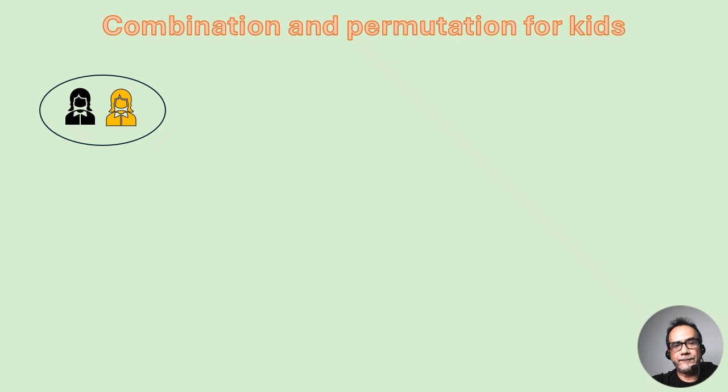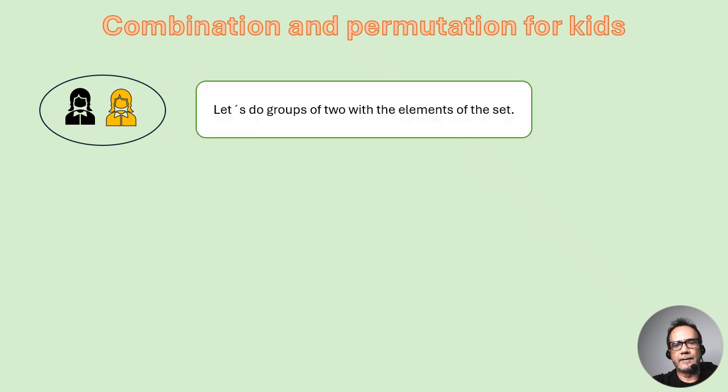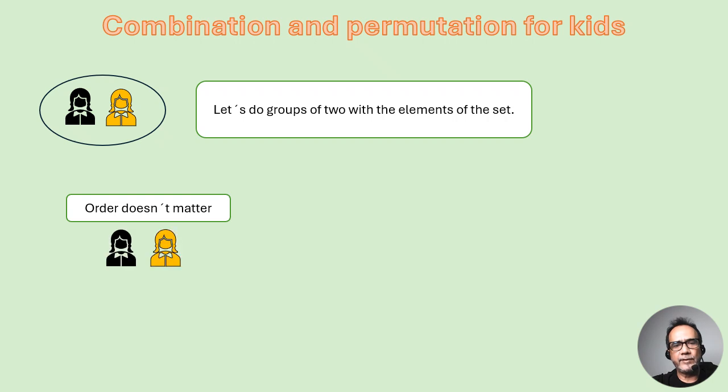Let's have a set of two elements now. And let's do groups of two with the elements of the set. If the order doesn't matter, we can do the first group with the elements of the set. Someone could say, why not do another group with the yellow girl first and the black girl? But in this case, the order doesn't matter. So those two groups are really the same. They have the same elements. So we will discard the second one.